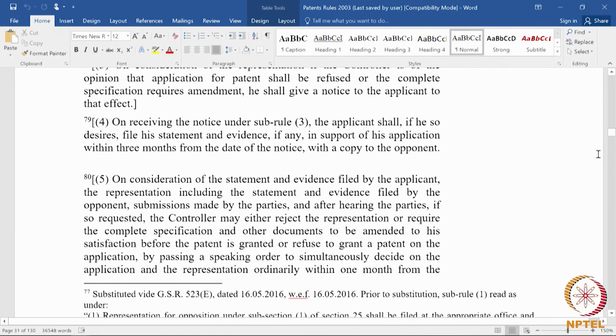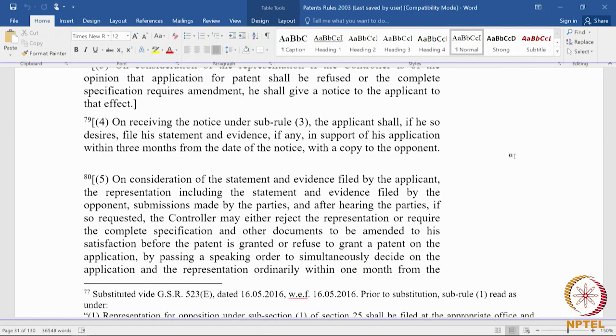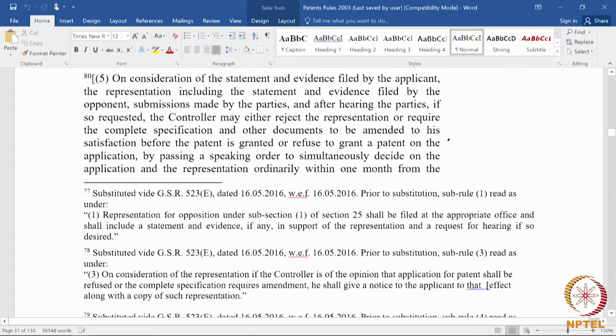4. On receiving the notice under sub rule 3, the applicant shall, if he so desires, file his statement and evidence. This is different from the statement and evidence filed by the opponent, if any, in support of his application, within 3 months from the date of notice with a copy to the opponent. Now, copy to the opponent means the copy is sent directly to the opponent, not through the patent office. So, the applicant gets 3 months to defend the pre-grant. The pre-grant opponent gets 6 months to file the pre-grant, the applicant gets 3 months from the day he receives the notice. Okay. Now, 5.